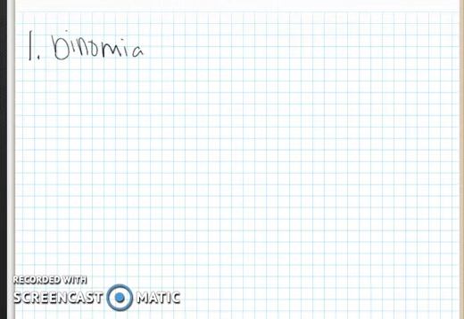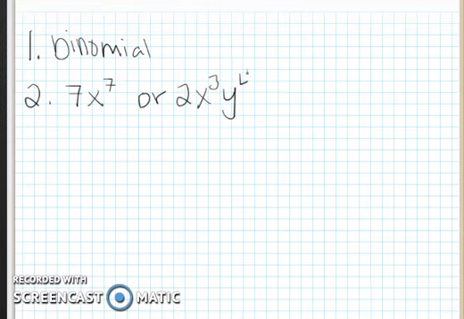Okay. Next, we have give an example of a monomial that has a degree equal to 7. The degree is basically adding all the exponents for that one single term. So you could have an answer like 7x to the 7th power. Notice 7 is the degree, and that is the 7th. Or we could even do like 2x to the 3rd power, y to the 4th power. Notice 3 plus 4 is 7. So either one of those two would work.